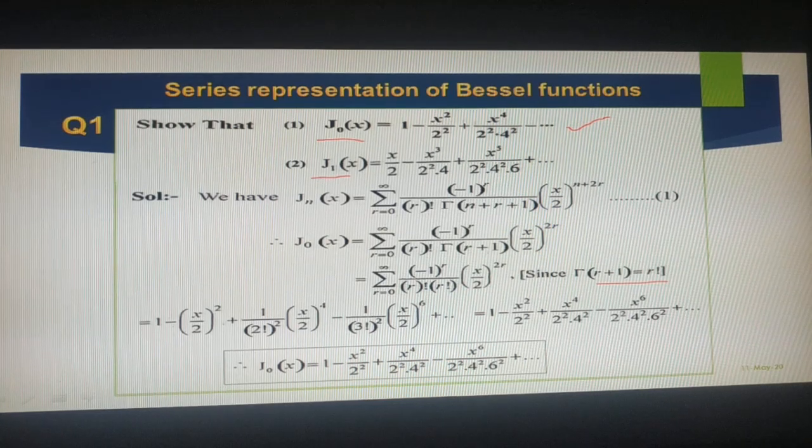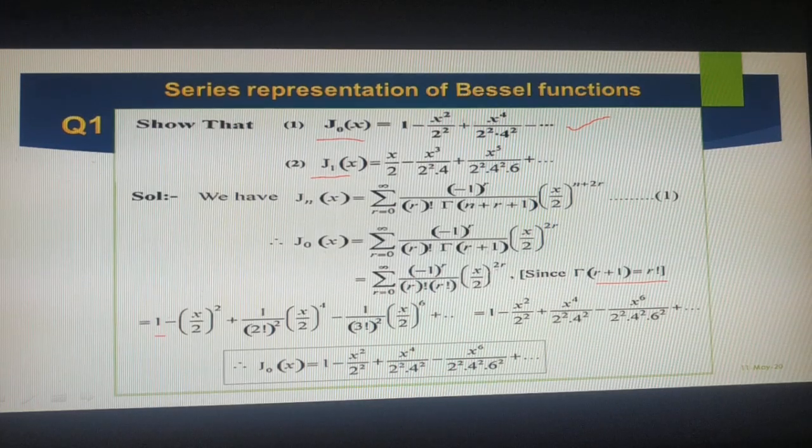So we got the first term 1, and if r is equal to 1, here we are getting a negative value. So 1 factorial into 1 factorial, x by 2 into r value 1, that's why (x by 2) whole square. So this is your second term.